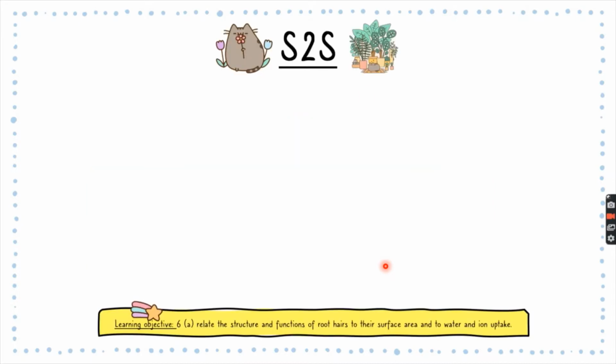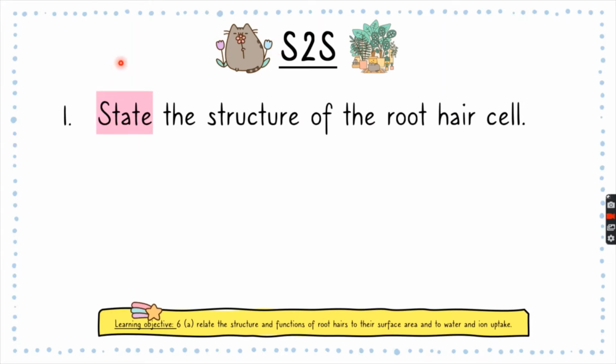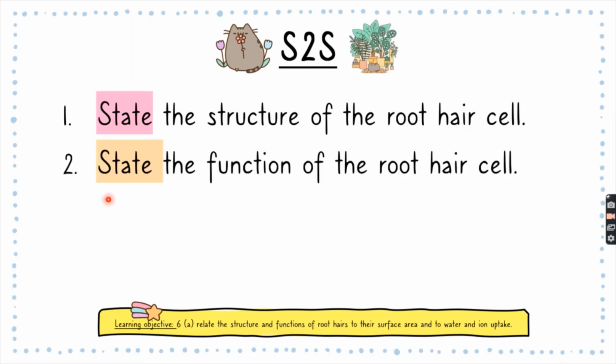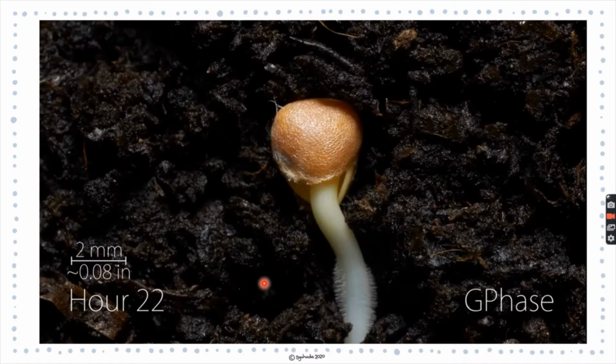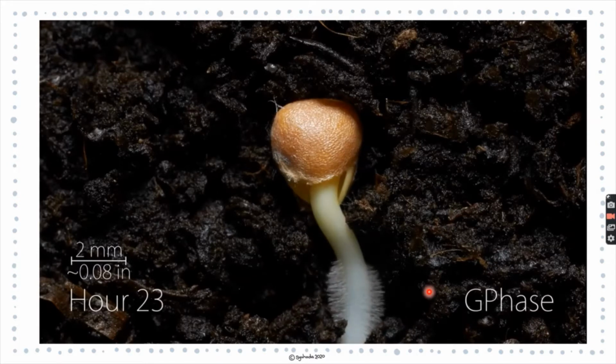So what are our steps to success today? How are we going to achieve that objective? Firstly, you have to be able to state the structure of the root hair cell, recognize how it looks and what is special about it. Secondly, you should be able to state the function of the root hair cell. Once you know the function, you can finally relate how the structure is adapted to its function.